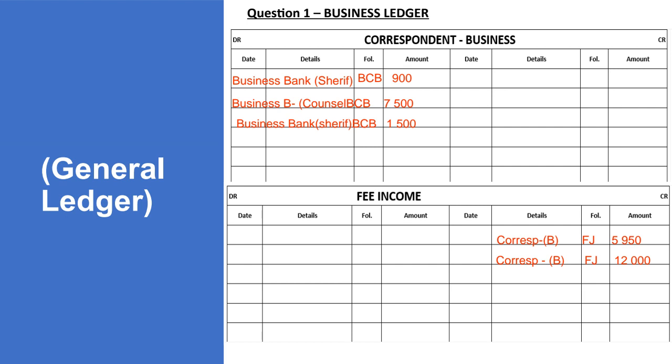Now, this fee is 5,950 and the other one is 12,000. I must also show that these fees are owed by the correspondent business. So let me write it here. This means a debtor. This means someone who owes me. And then obviously I'm dealing with the instructing attorney. I'm just trying to give you more information so that you can understand. This is the instructing attorney.